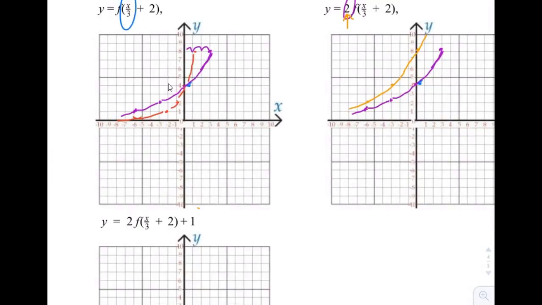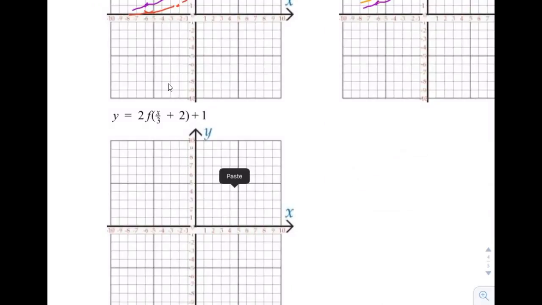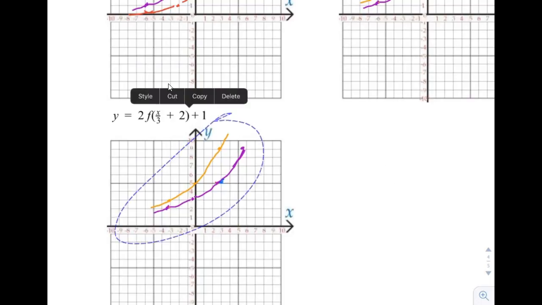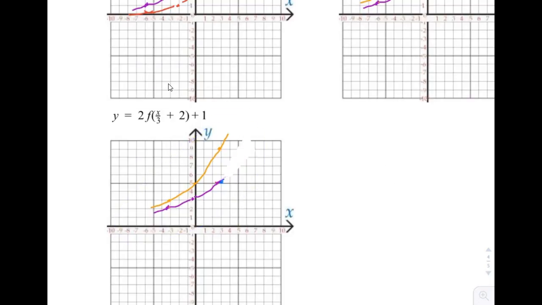Last of all, we will raise the orange function by a unit of 1. So we're going to copy this, and we're going to put it down here, except instead of putting it here, I am going to raise it 1 unit. So I just raised it 1 unit there, and I'm going to erase the purple one so you don't get confused.